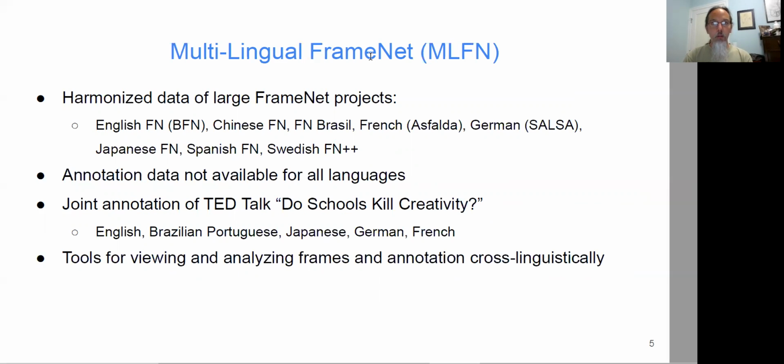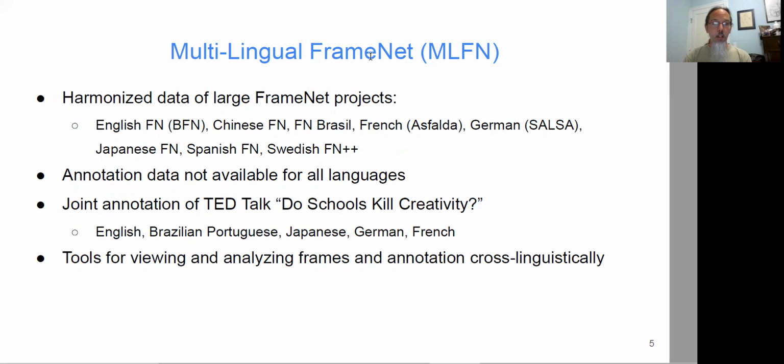So the work of the Multilingual FrameNet project included harmonizing data of the large FrameNet projects. So this is English, Brazilian Portuguese, French, German, Spanish, and Swedish FrameNets, which study Indo-European languages, but it also includes Chinese FrameNet and Japanese FrameNet, which are not Indo-European. The annotation data is unfortunately not available for all languages due to copyright and other issues.